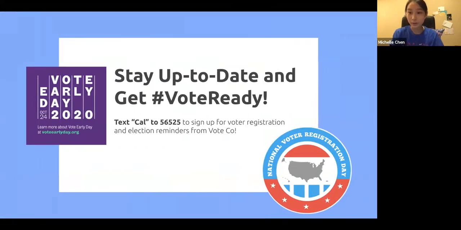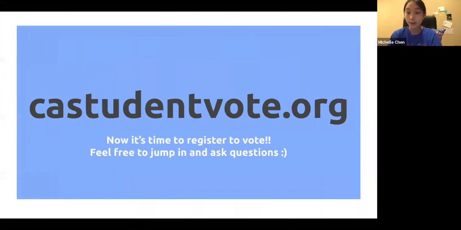Now, I recommend you taking out your phone or having a writing device in case you want push notifications for voting info, for guides, for tips, and to text CAL to 56525 in order to have this push notification and text reminders. So again, that's CAL to 56525. Now, the main website I want to talk about is castudentvote.org. This website not only helps you register to vote, but it also has great resources for voter registration in all states. So if you have any questions, it's a great site to refer to.